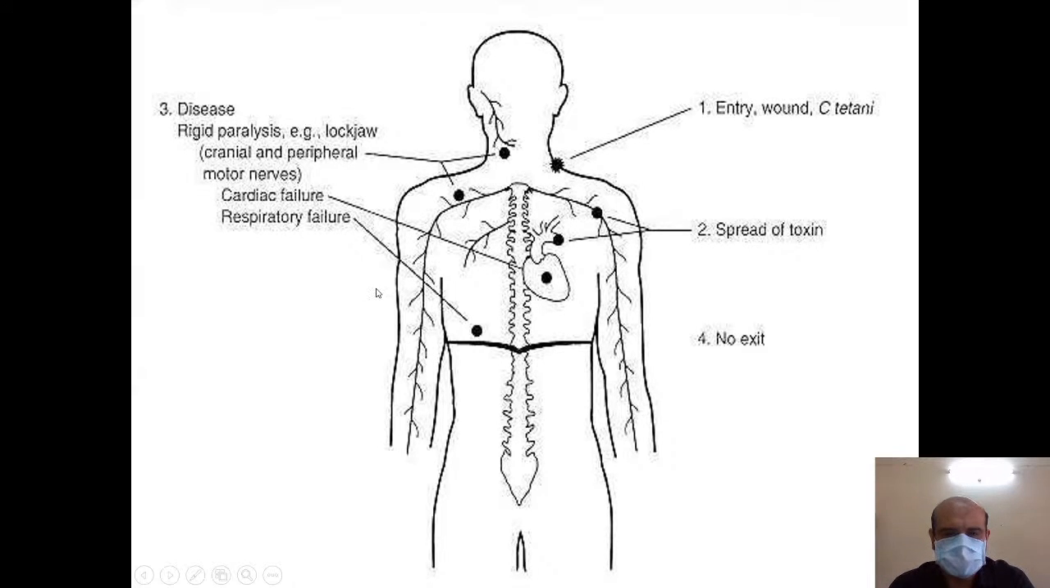Here in the picture you can see the parts which can be affected by the disease. First, the entry through the wound in the skin. Second, it spreads the toxins through the blood. Third, the disease causes lockjaw, cranial and peripheral motor nerve involvement, cardiac failure and respiratory failure, and there is no exit for the infection.